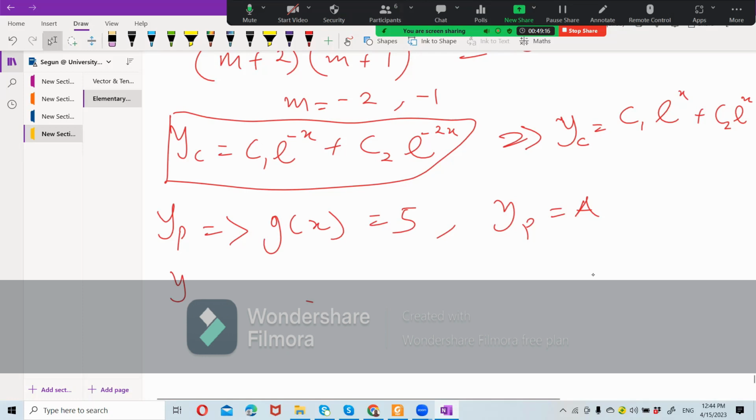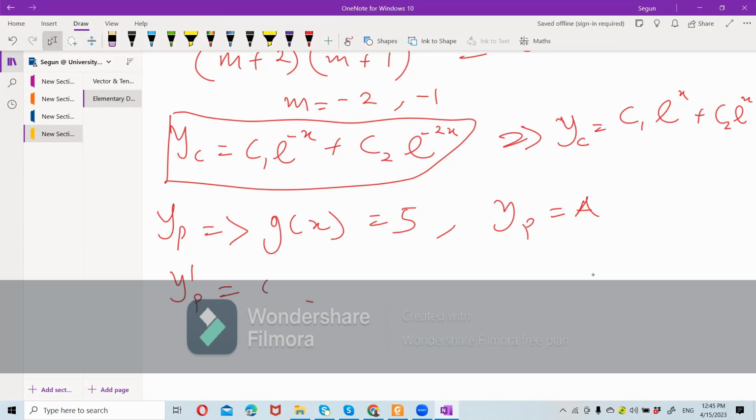We differentiate y prime p, y particular, first. Remember, y particular is equal to a, which is a constant. When you differentiate it, what do you have? This one is 0. Then differentiate the same y particular a second time. You will still have 0.